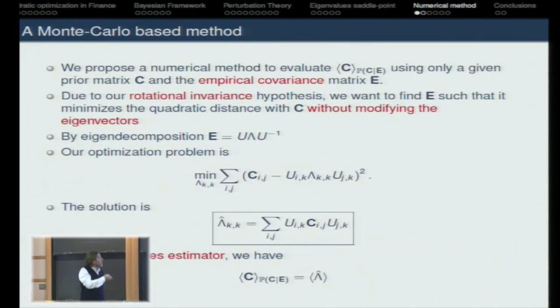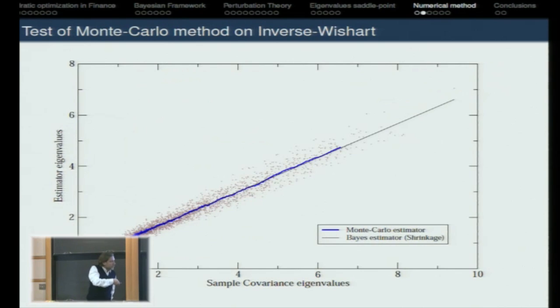Okay, I want to go very quickly over numerics. There's a numerical way of doing this, which uses rotational invariance. Maybe the best way is to show it on an example. To check that our numerical method worked, we took the one case that we can solve exactly, the inverse-Wishart. For the inverse-Wishart, we know the Bayesian estimator is linear. The technique is a Monte Carlo in a sense, and you generate a random matrix from your sample.